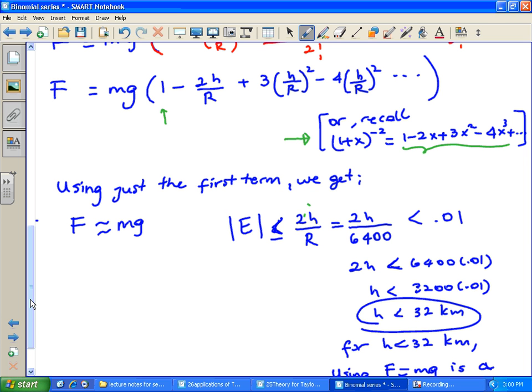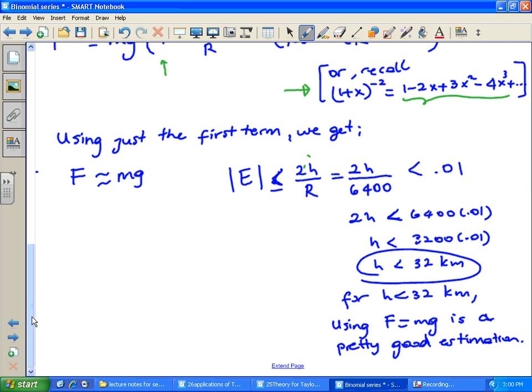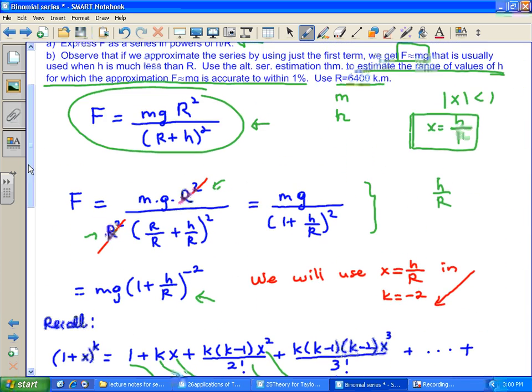So as long as the object is less than 32 kilometers from the surface of the Earth, then using F equals mg will be a relatively good estimation. It will be a good estimation for the force exerted upon that object. And for distances beyond that, physicists need to go back to that longer version of the formula that we saw earlier, and they need to be using that one. So I thought this example was really cool because the higher levels you go, the more you refine things you've seen in the past. And I think that's what's happened in a lot of the areas of physics.